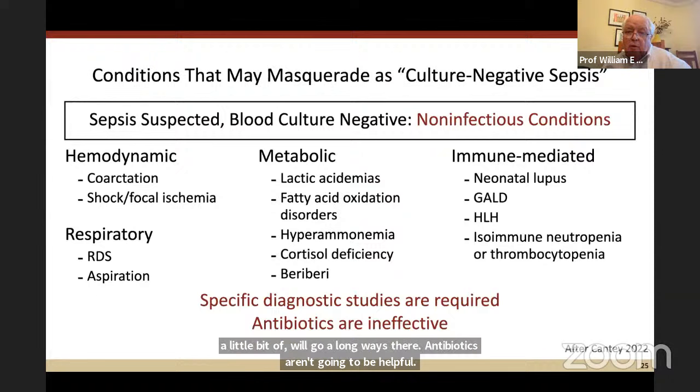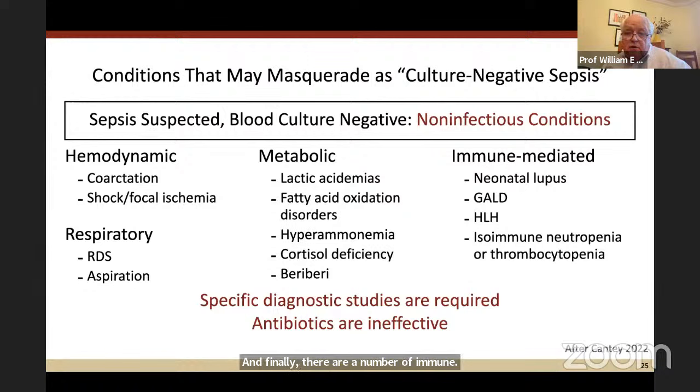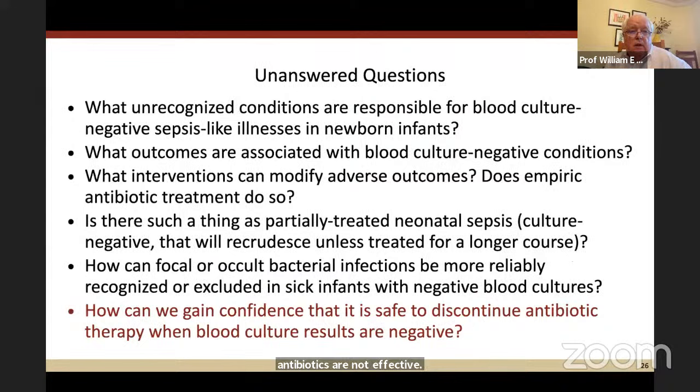And finally, there are a number of immune-mediated conditions, neonatal lupus, gestationally associated liver disease, hemophagocytic lymphohistiocytosis, I have to practice saying that. Finally, the isoimmune neutropenias or thrombocytopenias all have laboratory and in some cases clinical manifestations consistent with neonatal sepsis. But specific diagnostic studies are required for these and antibiotics are not effective. So that leaves us with a bunch of unanswered questions. What unrecognized conditions are responsible for blood culture negative sepsis-like illnesses in newborn infants?